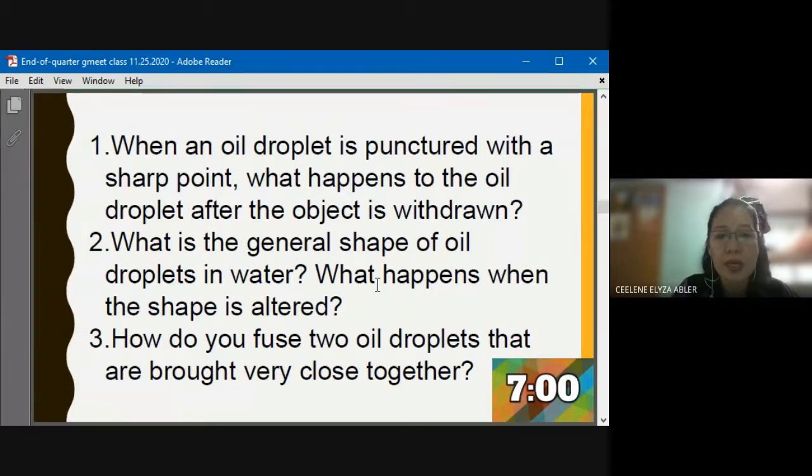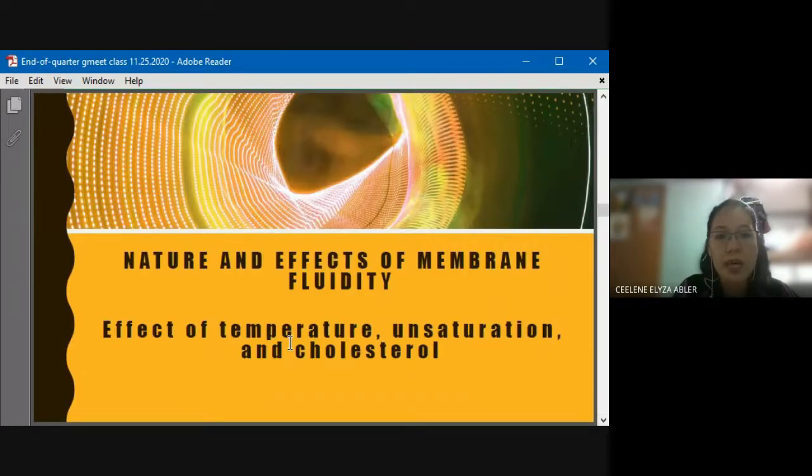So ano yung mangyayari sa kanya? You will have to do that first para maintindihan niyo yung concept ng phospholipid layer. Right? So let's go to ano yung effect ng temperature. Unsaturation means the fatty acids in it. And ano yung gamit ni cholesterol within your plasma membrane.